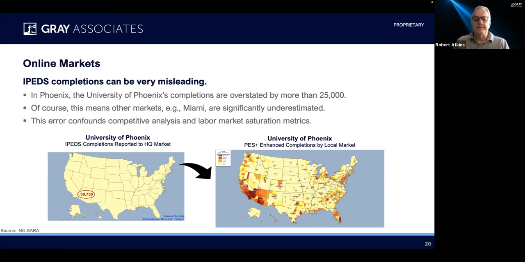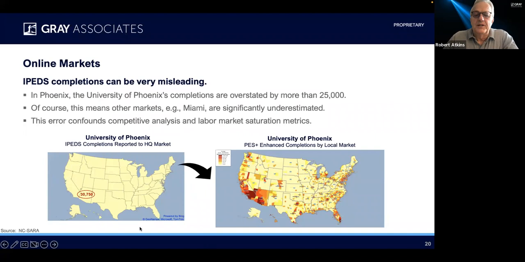So be careful with IPEDS data, especially the IPEDS data around enrollment. It's not very current. And the online numbers are incorrect in terms of where those majors are located. Not what they majored in, that's fine, but it's misreporting where they're located. So you've got to clean that up. And you can use NC-SARA to do that, but it's a labor of love.